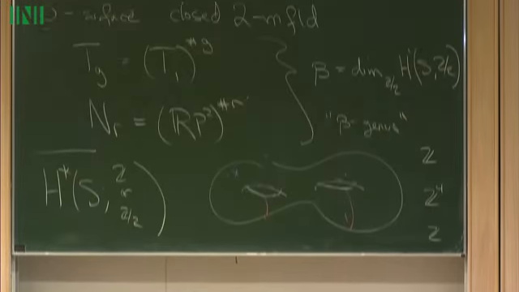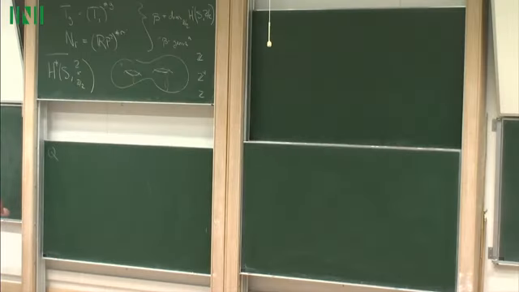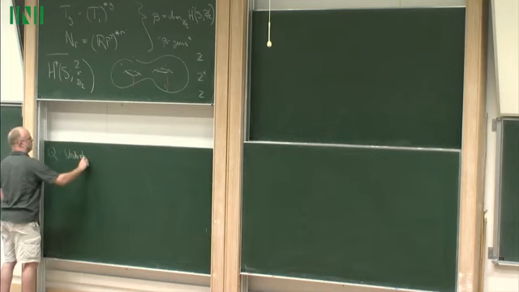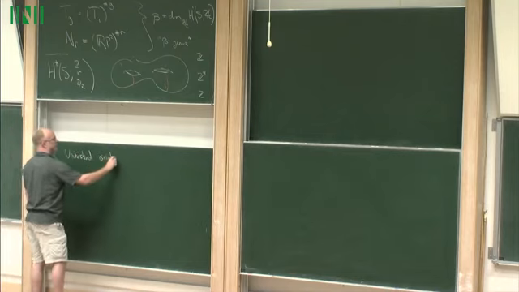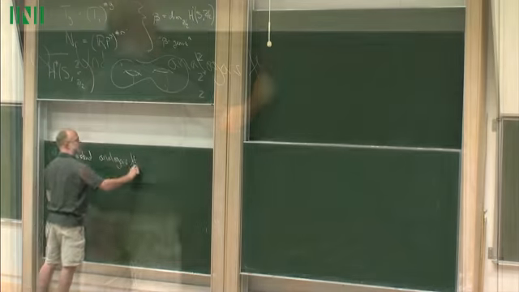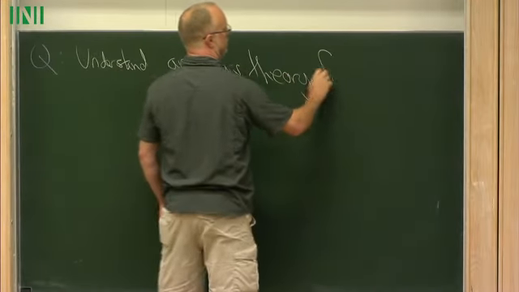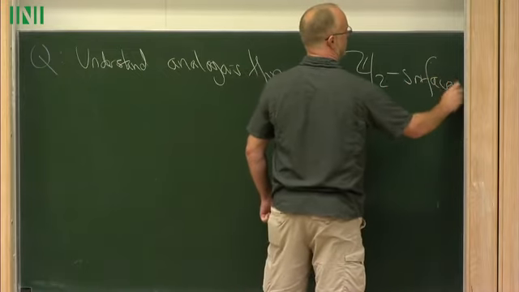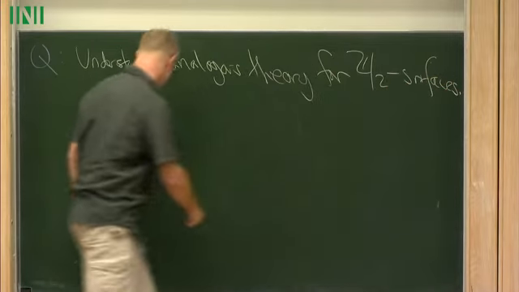So the question is, what's the Z2 version of this? So understand the analogous theory for Z2 surfaces. Okay, surfaces with an involution on them.